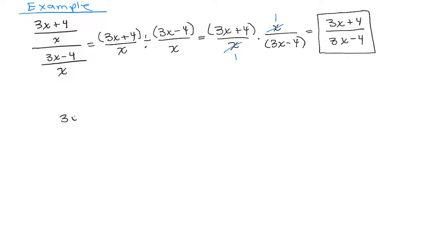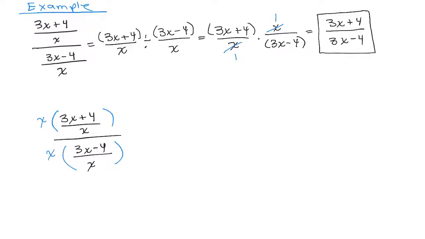Okay, let's do the second method, which is, I don't think, as easy as the first method. When you have just a simple fraction in the numerator and denominator, like a single fraction or a single term, it's easier to use this first method. All right, so there's only one denominator in both of these, and it's an x. So I'm going to multiply the whole numerator by x and the whole denominator by x.